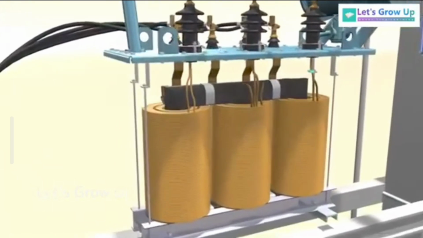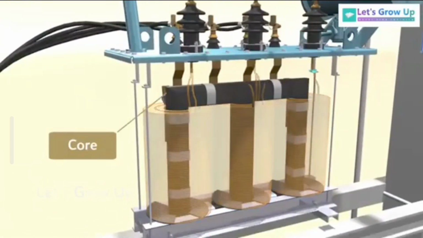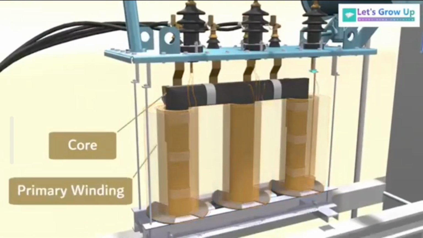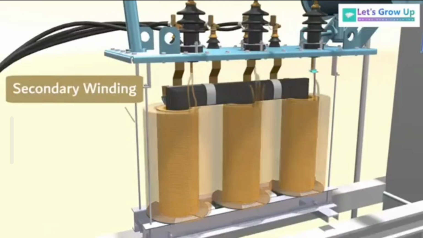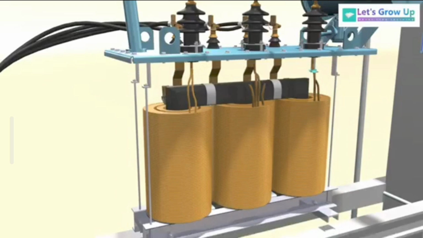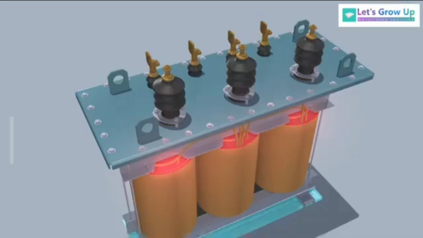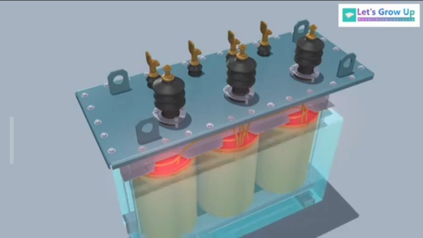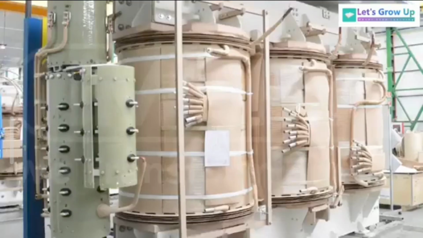A distribution transformer consists of a core, primary winding, secondary winding, and a tank filled with insulating oil. The core and windings are responsible for the voltage transformation, and the oil serves as both a coolant and an insulating material. Some distribution transformers may also have tap changers to adjust the output voltage.